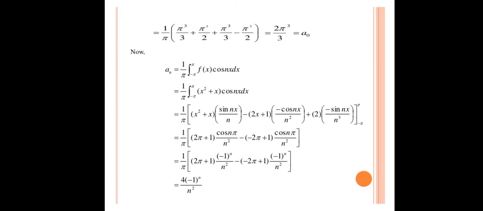Then 1 upon pi into 2 pi plus 1 into minus 1 raised to n divided by n square, minus, in brackets, minus 2 pi plus 1 into minus 1 raised to n divided by n square. Then this gives 4 into minus 1 raised to n divided by n square.